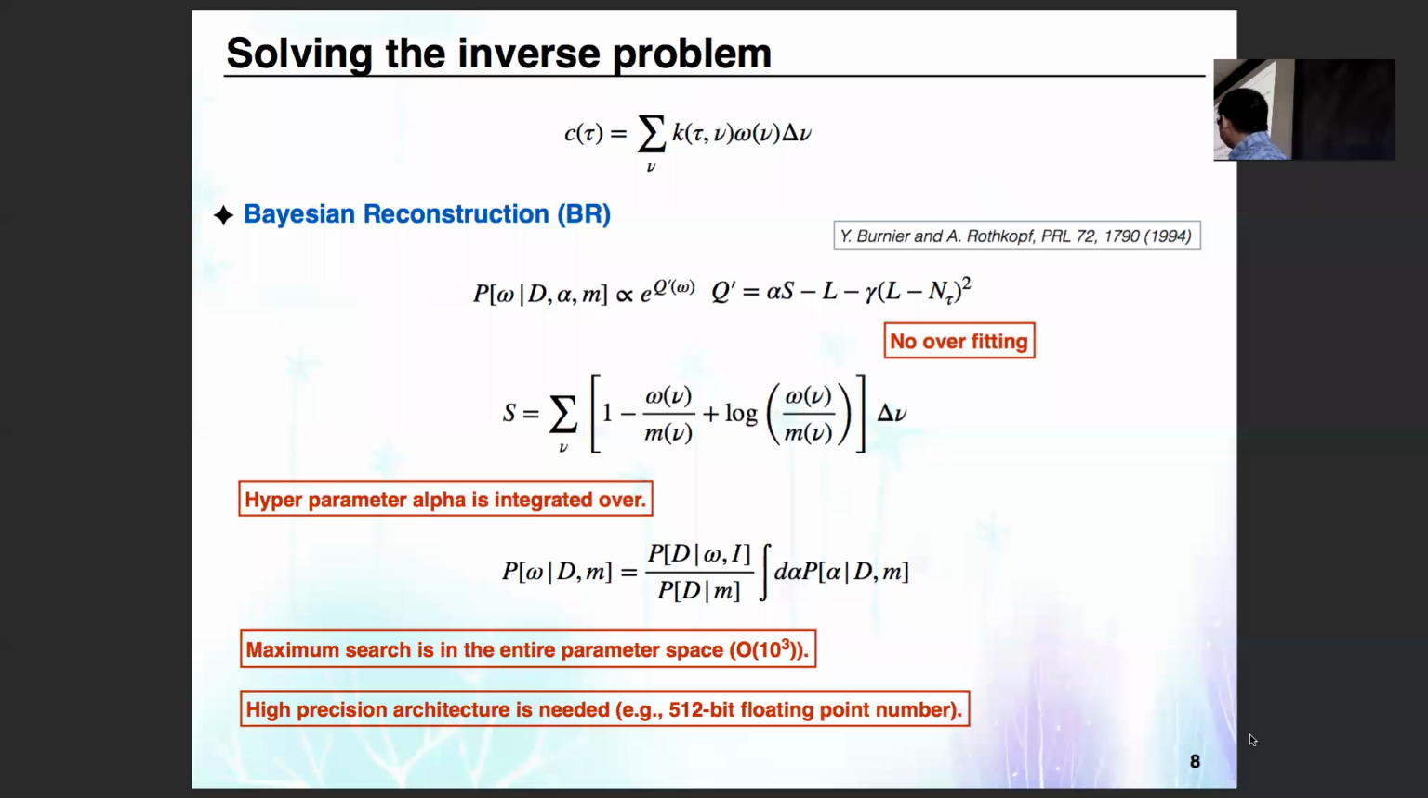The second one is for the maximum search. In this method, the search is in the entire parameter space, which is of order several hundred. The search is slow, but it works and it's good. And to make this search possible, and for other reasons, we need a high precision architecture for this method. For example, we need to use 512-bit double numbers.